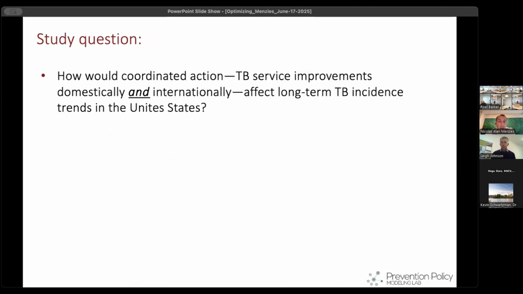And so for the study I'm going to spend most time on, we were really motivated by those two modeling studies, trying to think about, well, what if we can put these two things together? What can be the impact of additional interventions within the United States and in the countries of origin of future migrants? How will that help us achieve TB prevention or TB elimination in the United States?